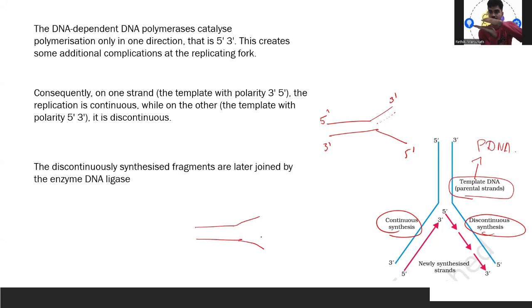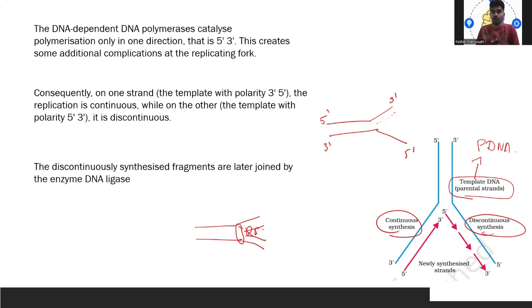So now this parental DNA will start moving. Say if it is the DNA, right? So it will start moving opposite. Obviously in this you will see the replication fork. So from this region, a newly synthesized strand will start. That means the new strand will start to synthesize.